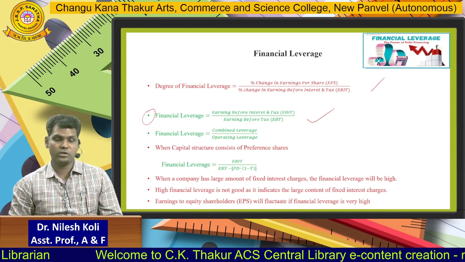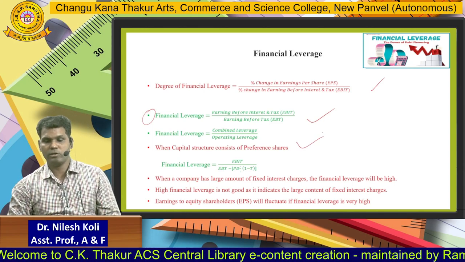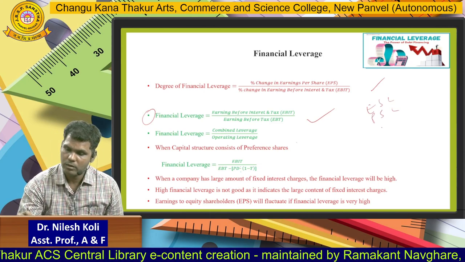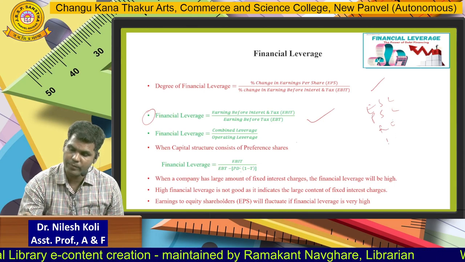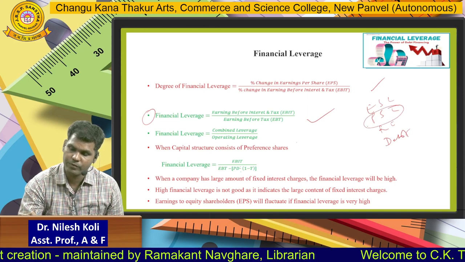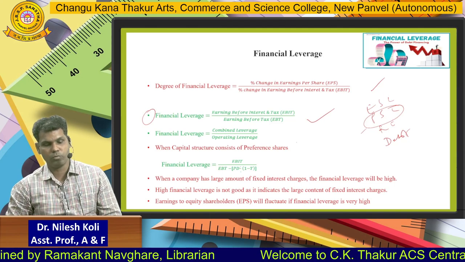When the capital structure consists of preference shares, the formula is changed. So this is the most important. Now see, a company can raise funds through the equity share capital and through the preference share capital. Then they can use the retained earnings or the debt fund. So here, if the capital structure consists of preference share capital, then for calculating the financial leverage, the formula is different.